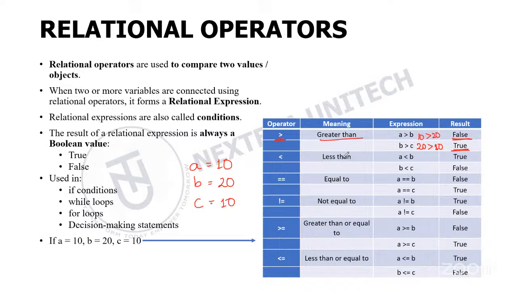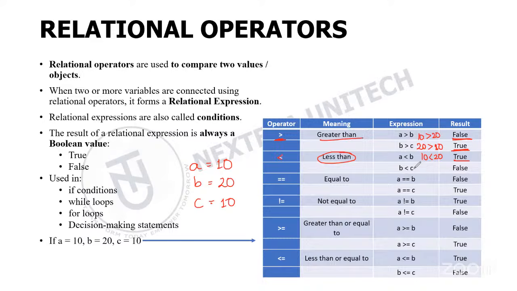Moving on, we have the second operator, that is less than. To get the less than, we'll use this. And a less than b means 10 less than 20. That is true, right? 10 is a smaller number than 20. So that's why the output will be true.